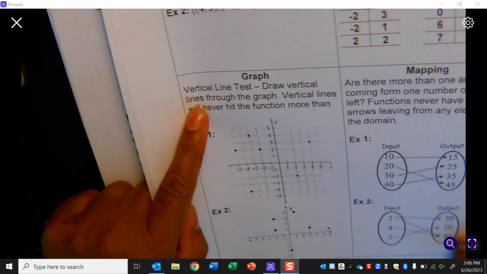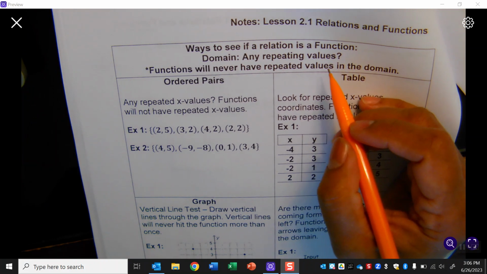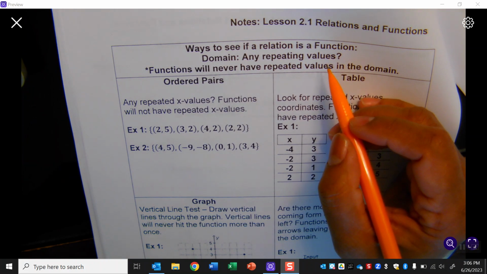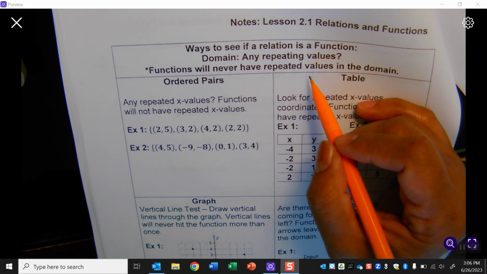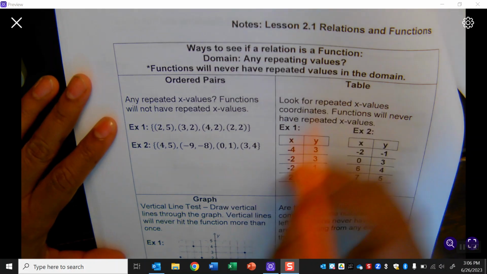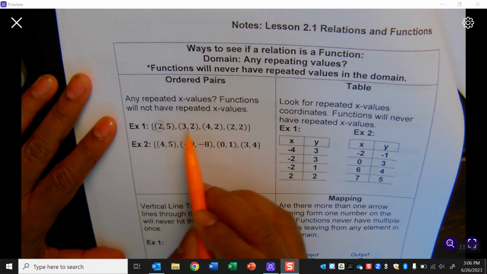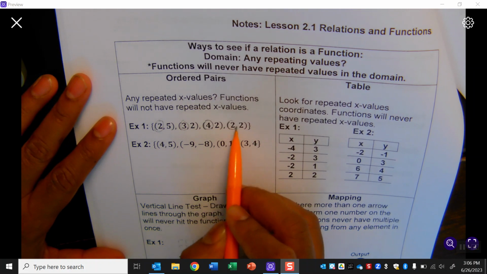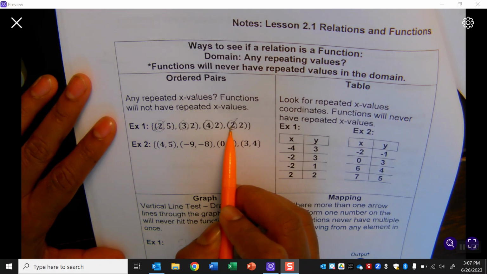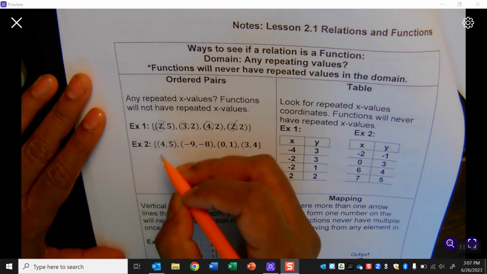So here's some other ways we can look at to see if a relation that's given is a function or not. Okay, ways to see if this relation is a function. Remember that a function will never have repeating values in the domain. Basically, no repeating x. So here's some ordered pairs I have here. Example 1 has 2, 3, 4, and 2. Look at this, 2 and 2. It's repeating. So that is not a function. Example 1 is not a function.